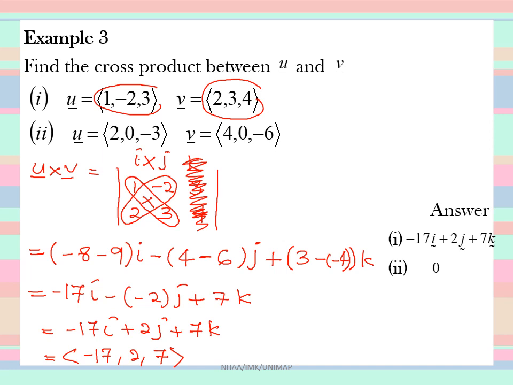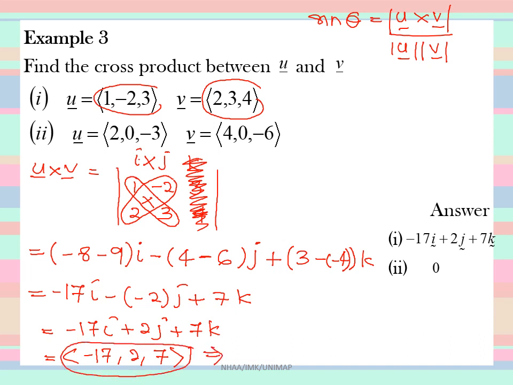If you were asked to find the angle, what you need to do is apply sine theta. Sine theta is the magnitude of u cross v over the magnitude of u times the magnitude of v. We have performed u cross v and got this, so then find the magnitude of this.